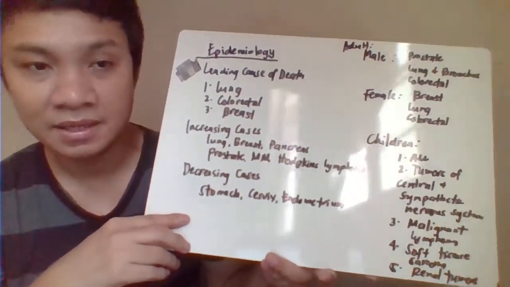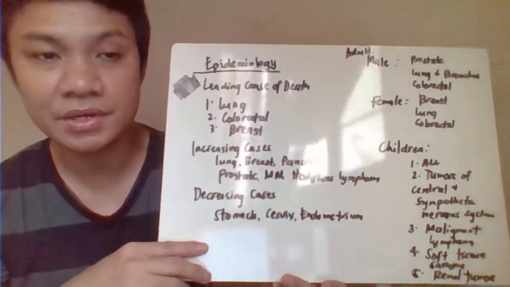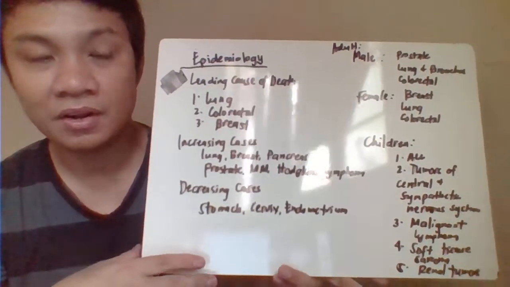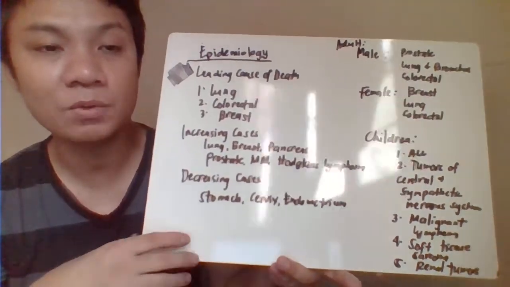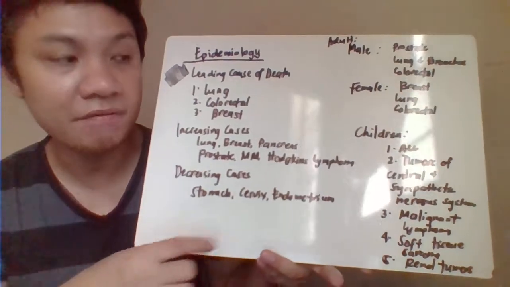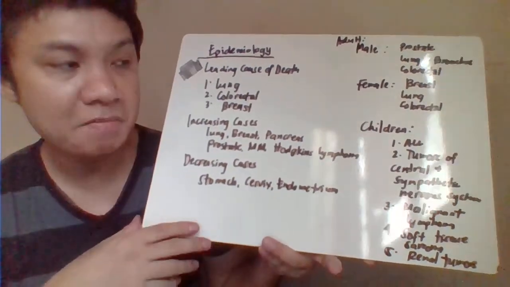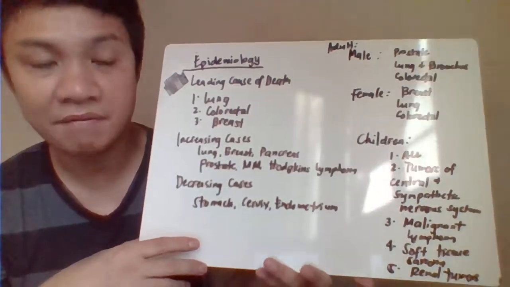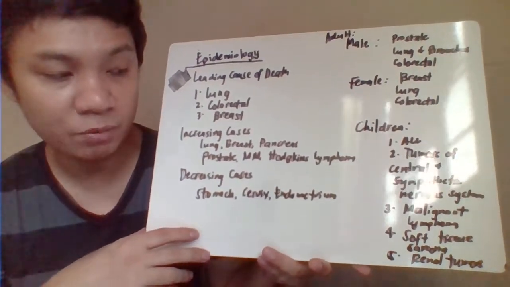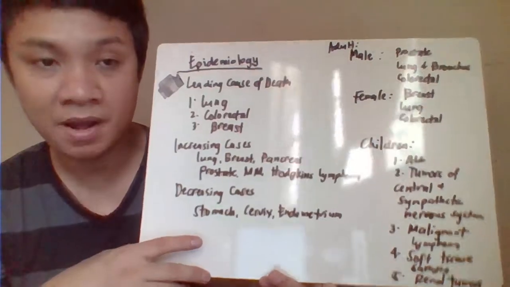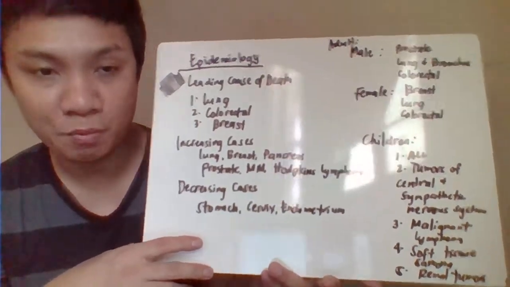For the children, cancer is considered actually as the second leading cause of death among children. Number one associated with the cancer of the children would be the acute lymphocytic leukemia, followed by the tumors of your central and sympathetic nervous system. Next one, we have your malignant lymphoma. The fourth one, we have your soft tissue sarcoma. And we have also here the renal tumors.